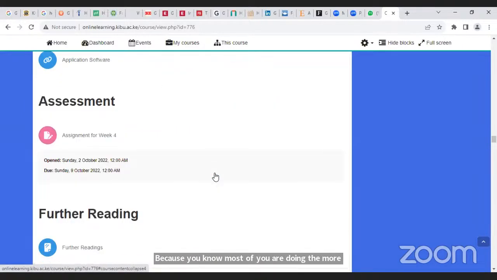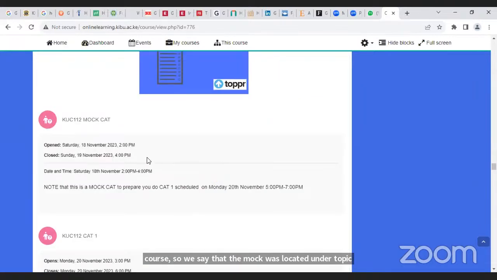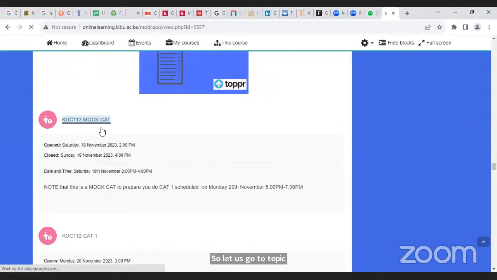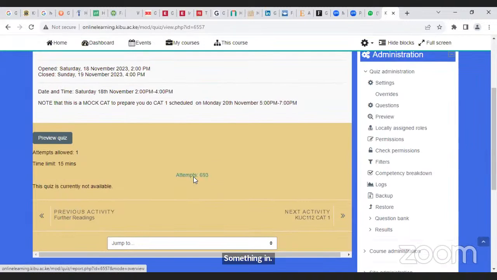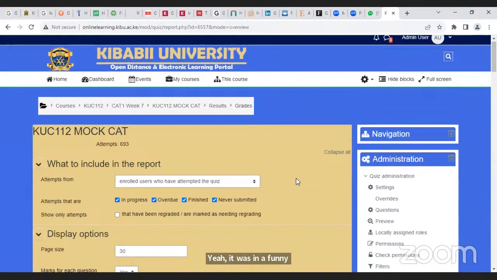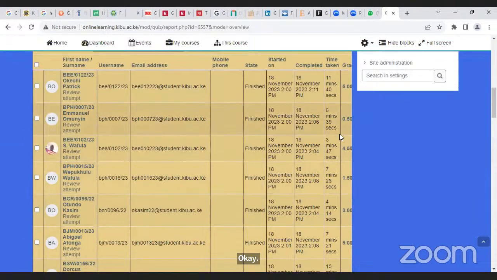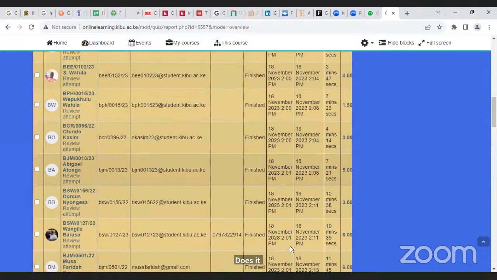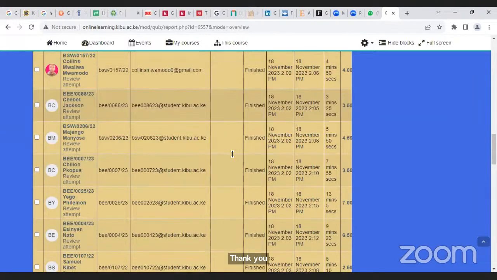Under topic 7, we had the mock cut here. 693 were able to do that mock. Some of you ignored that, no problem. These are some of the marks, and most of you are scoring good marks. Although these marks will not affect, they are just a mock. These marks will not influence your cut marks.